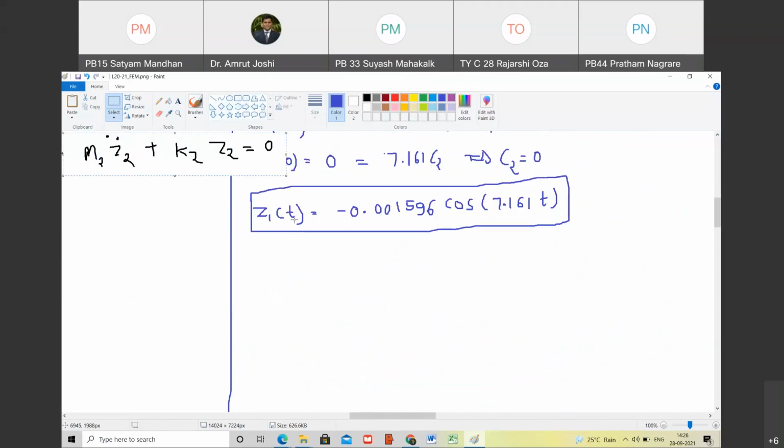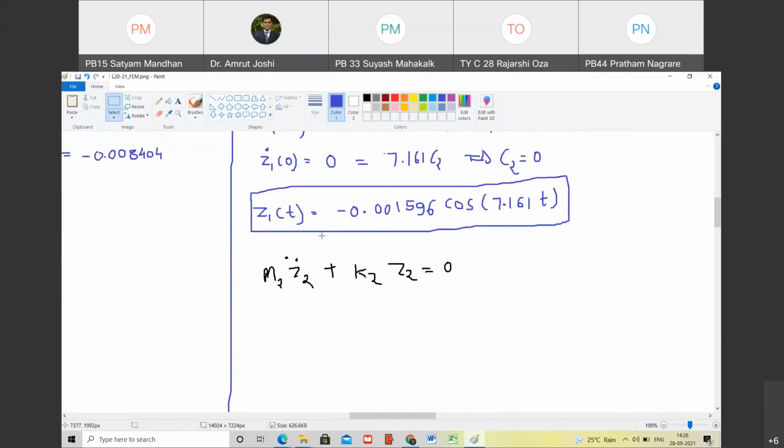Yes, sir. So how do I solve this equation? So what is the solution? The solution remains similar in nature. Z2 of t is equal to e raised to minus eta omega t. But mind you, omega is different here. Omega is root k2 by m2, not root k1 by m. Are you with me? Yes, sir.